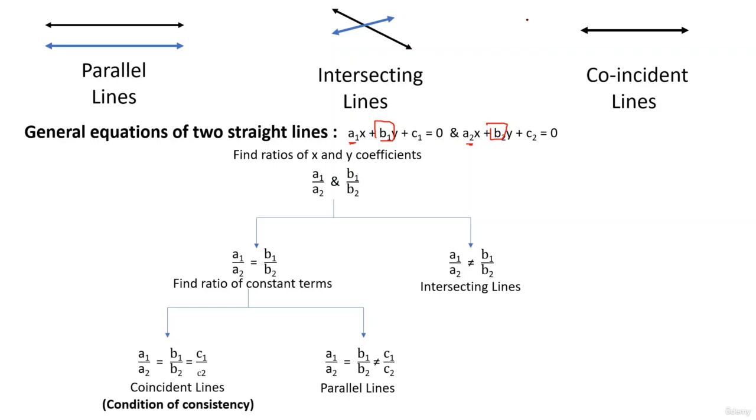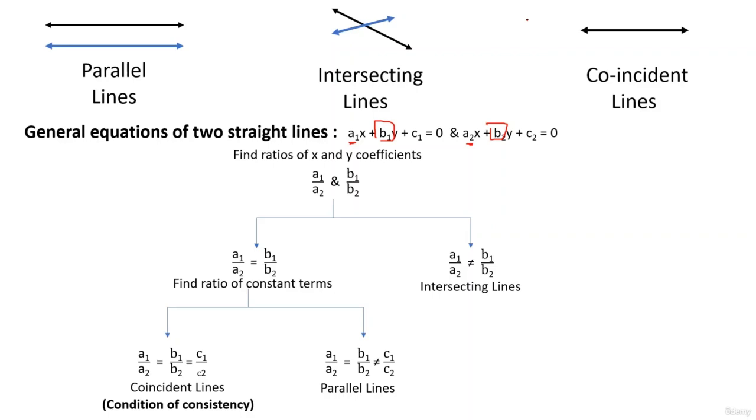All right, so always remember, whenever you're finding the point of intersection of two straight lines, or the solution set of two linear equations, always find the ratio of their x and y coefficients. If they are not equal, we have intersecting lines. If they're equal, then we have to check the ratio of the constant terms. If the ratio of constant terms is not equal, then we have parallel lines. If the ratios of x coefficients, y coefficients, and the constant terms are all equal, we basically have coincident lines.